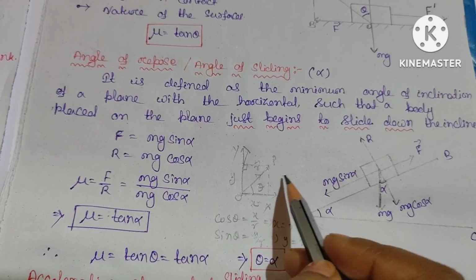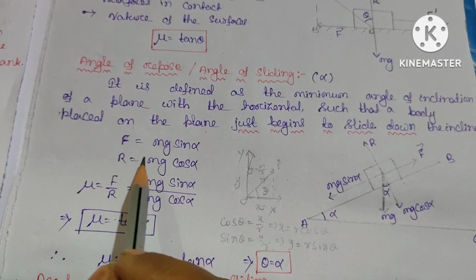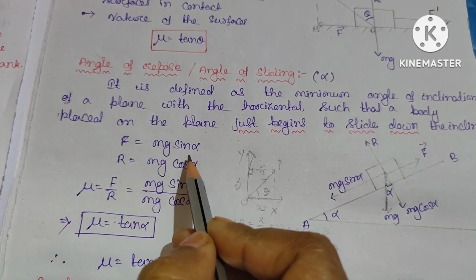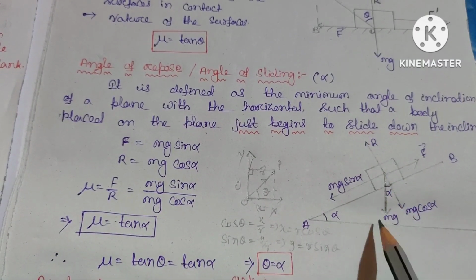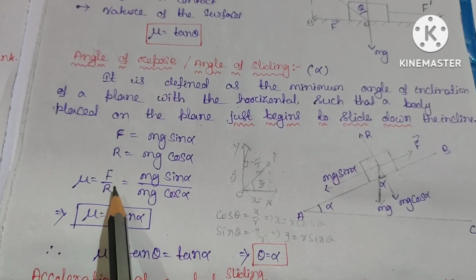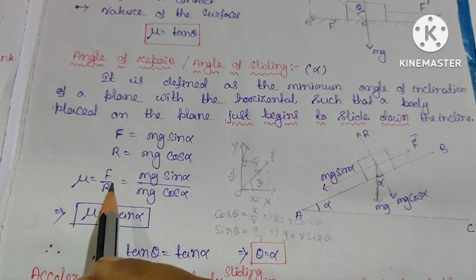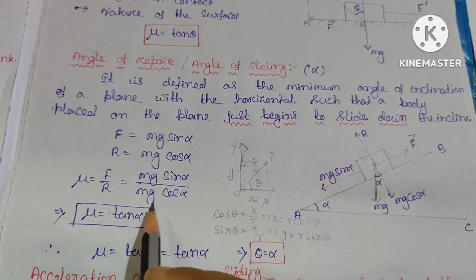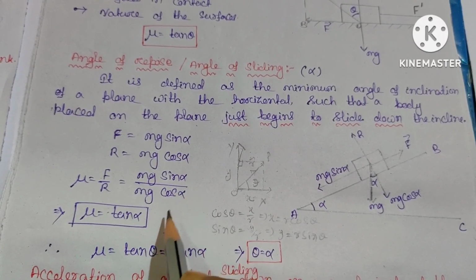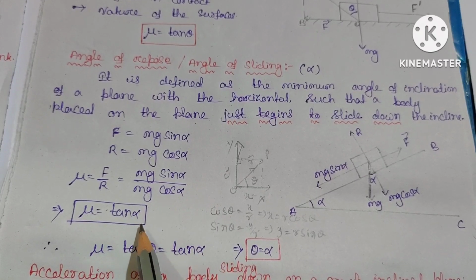So this is the simple calculation of this. You can see that this force F is balanced by mg sin alpha and this normal reaction is balanced by mg cos alpha. So mu equal to F by R, as we have already discussed. So this F is mg sin alpha divided by mg cosine alpha. mg gets cancelled, that is tan alpha.